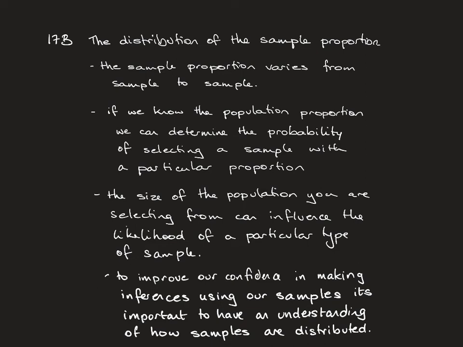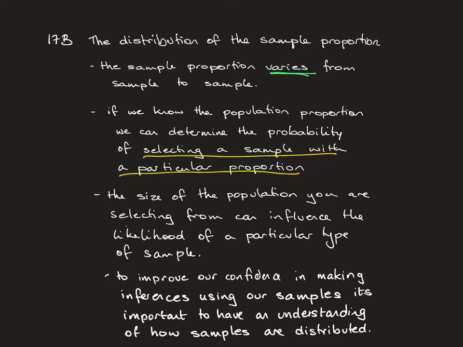In this video, we're going to look at the distribution of the sample proportion. Now we know that the sample proportion varies from sample to sample. But if we know the population proportion that it comes from, if we know the setup of the population that we're taking a sample from, we can actually determine the probability of selecting a particular type of sample, or selecting a sample with a particular proportion.